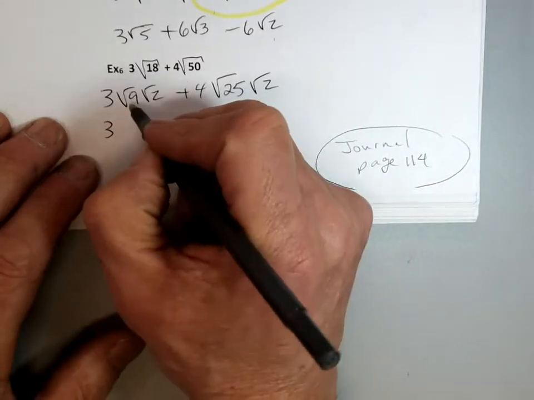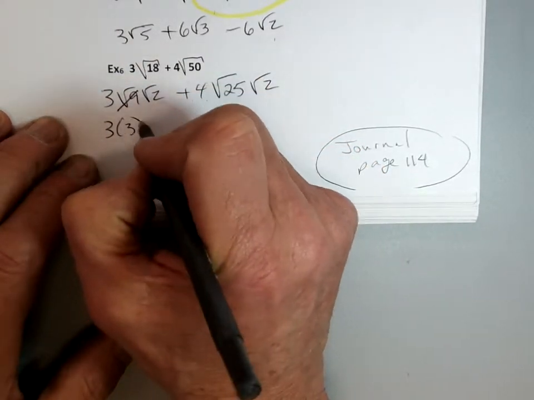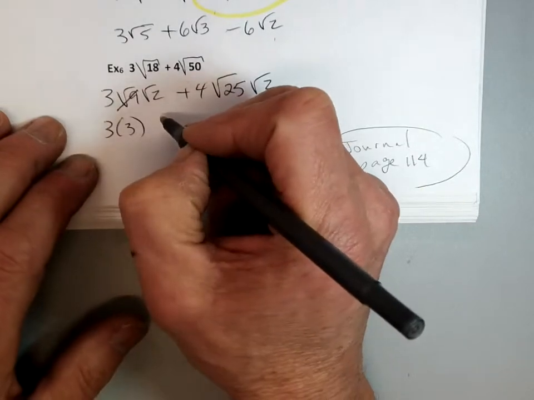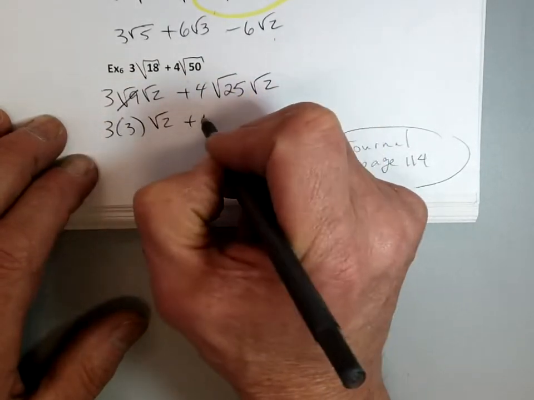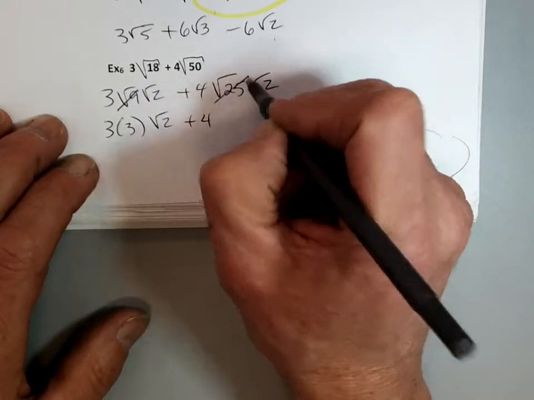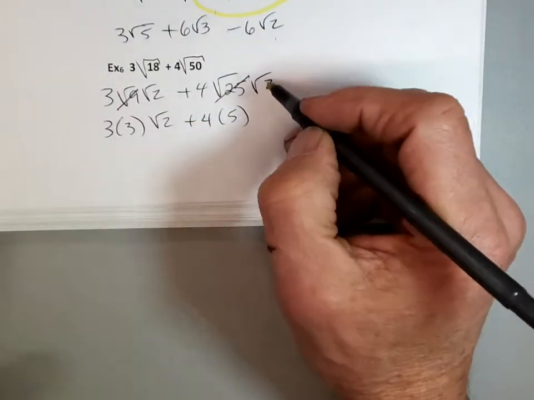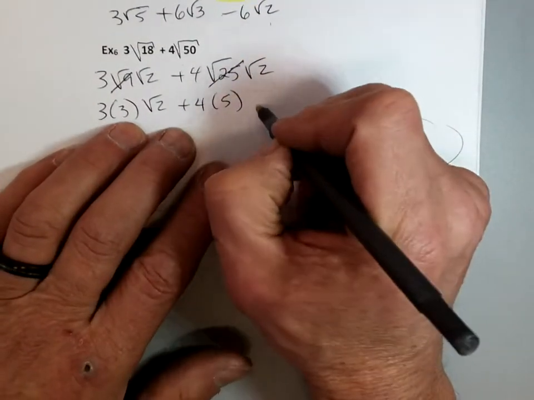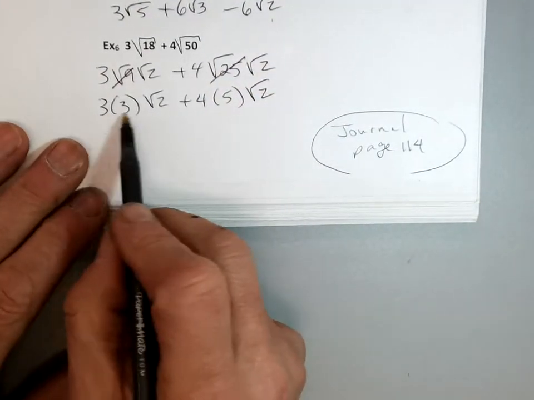Okay, here's my 3. Square root of 9. Square root of 9 is 3, right? Can't do the square root of 2. It's an ugly number, right? So leave it alone. There's the 4. Square root of 25 is 5. Square root of 2, leave it alone. It's an ugly number. So it's an irrational. It's a radical. Okay? Now, 3 times 3, that's easy.